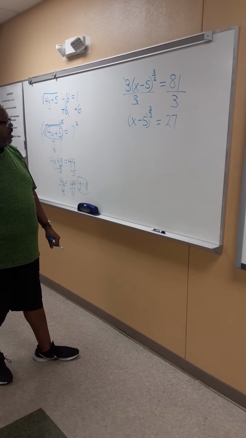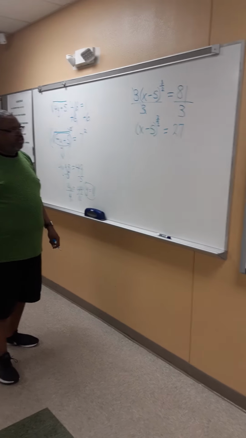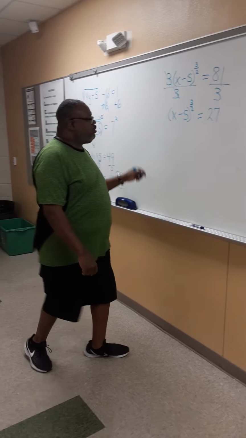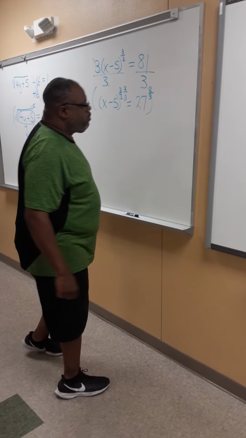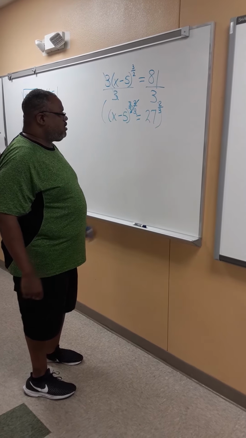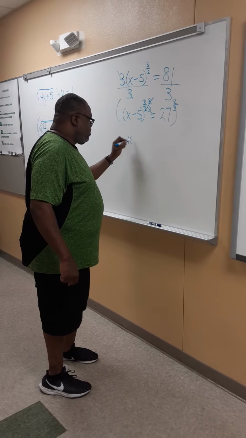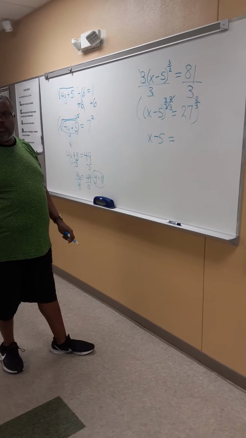Okay, good. So what I want to do is get rid of that rational exponent. To get rid of the rational exponent, I'm going to raise it to the 2/3 power. So I raise this side to the 2/3 power, and over here I raise that to the 2/3 power as well. So again, the 3's cancel out, the 2's cancel out. So the x minus 5 just comes out as x minus 5 equals. Then I need 27 to the 2/3 power.